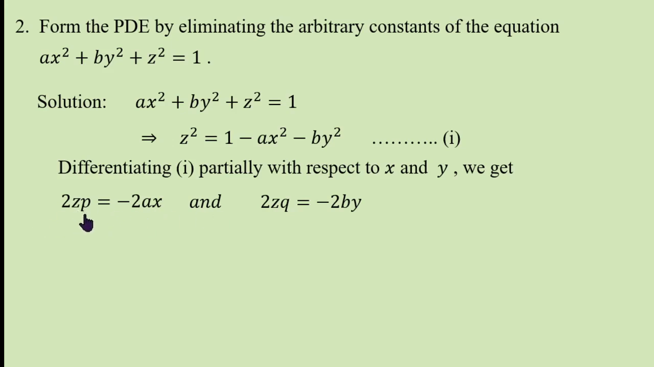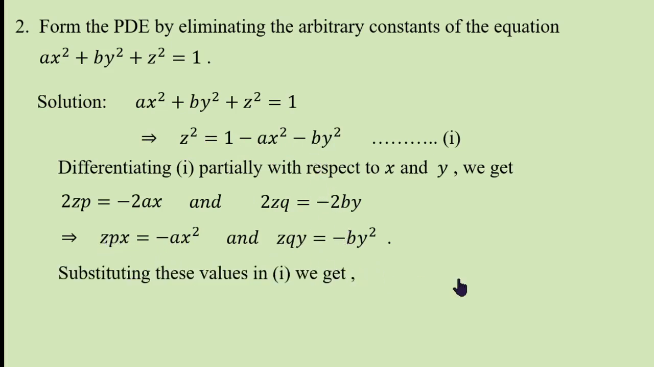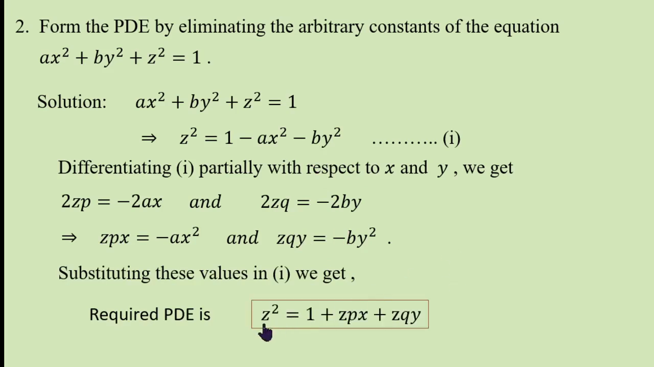So zxp or xzp equal to minus ax square. And similarly, zqy becomes minus by square. First cancel 2 and then multiplying by y, so you'll get zqy equal to minus by square. Now substitute minus ax square value and minus by square value in the equation. So z square equal to 1 plus zpx plus zqy. So that is the required PDE. Z square equal to 1 plus zpx plus zqy.